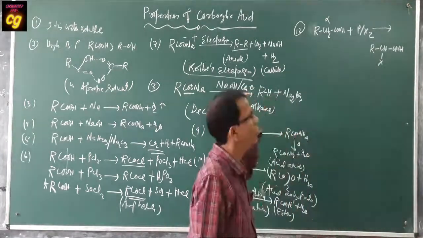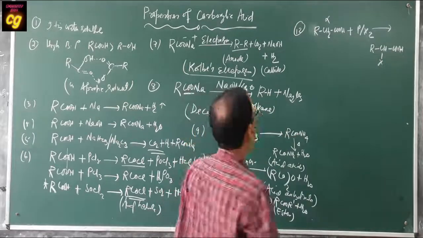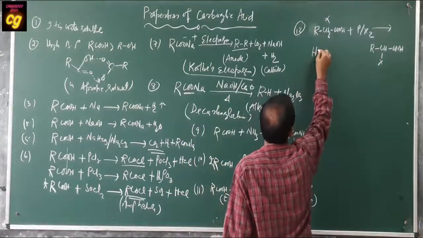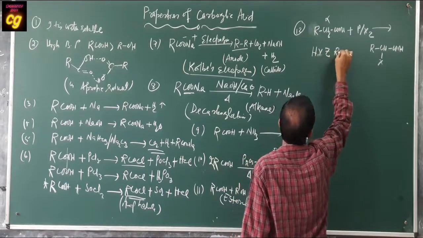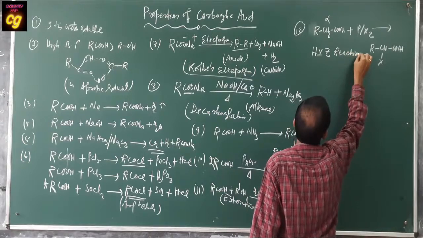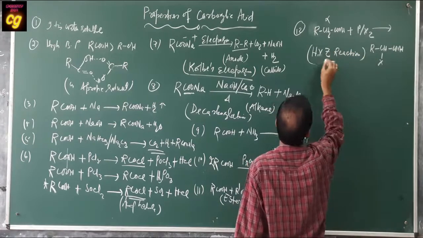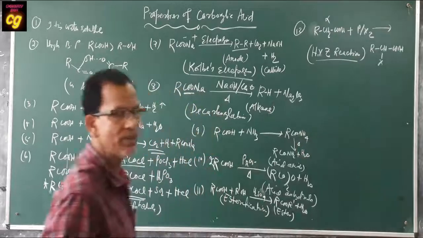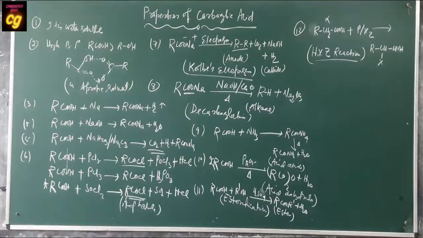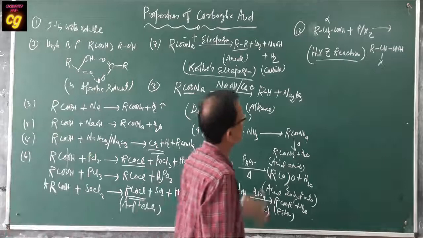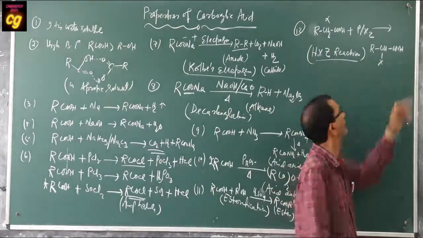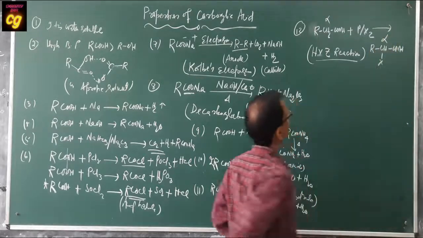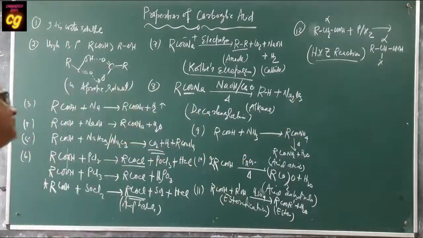Only alpha position. So this reaction is called HVZ reaction. HVZ reaction means Hall-Vollhard-Zelinsky reaction, formation of halogen derivative of acids at alpha position. So this is called Hall-Vollhard-Zelinsky reaction.